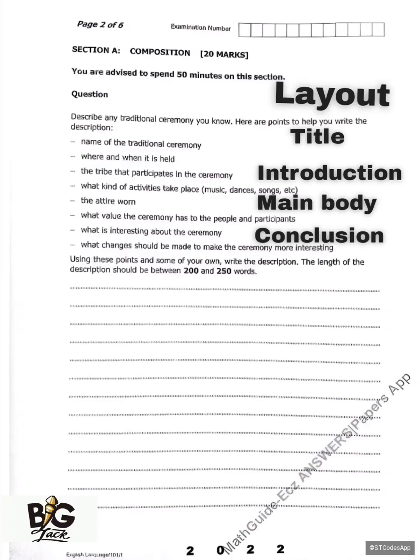Okay, so I'm going to start with the title. The traditional ceremony that I'm going to choose here is the Kuomboka traditional ceremony. In this case, I'm not yet writing the composition part. I'm just answering the questions using these points that I have. So the name of the traditional ceremony is the Kuomboka traditional ceremony.